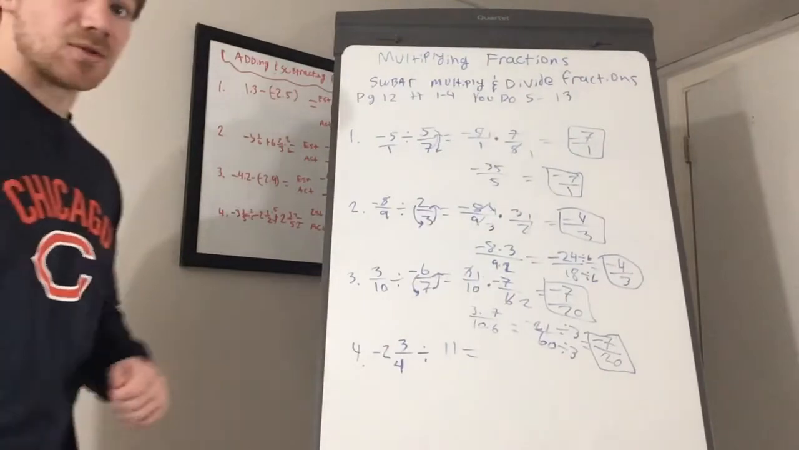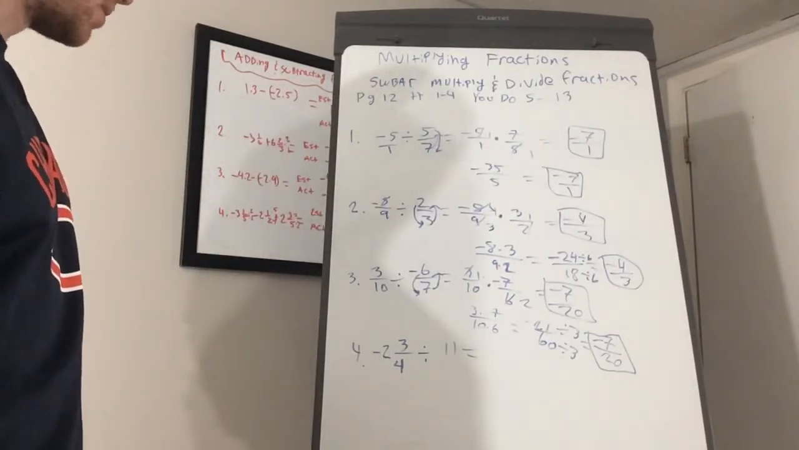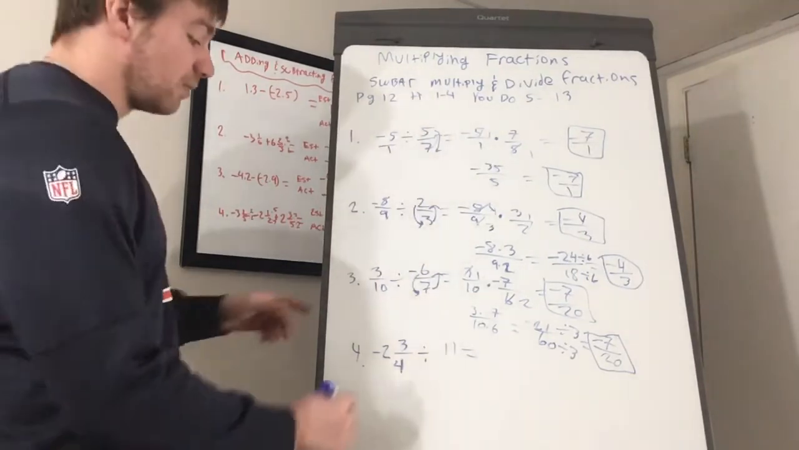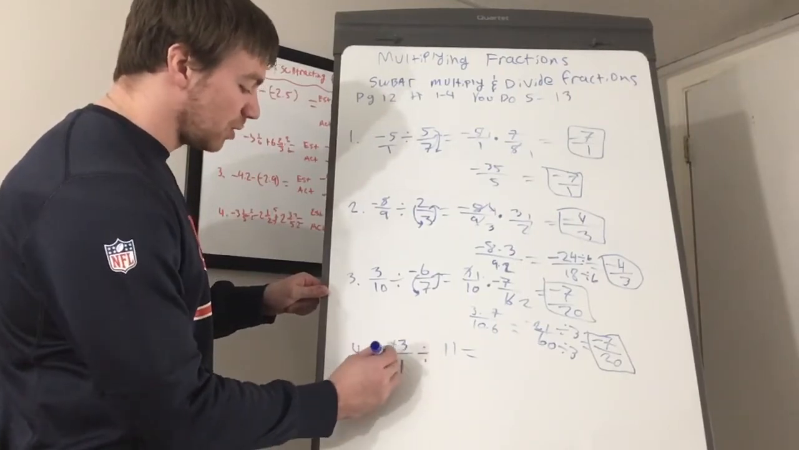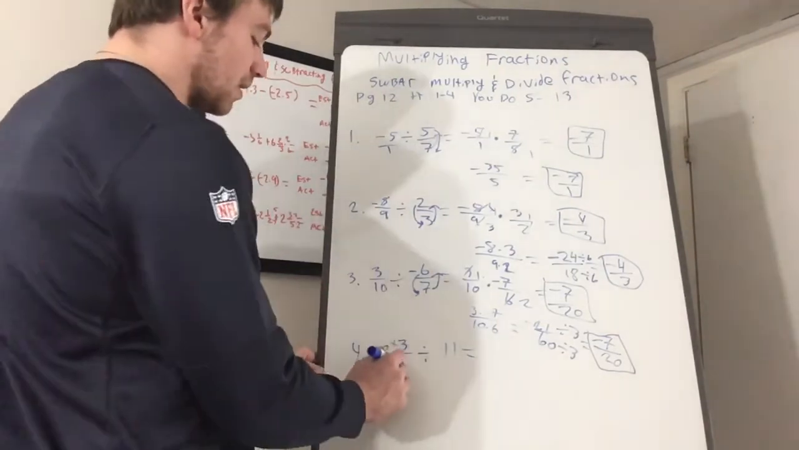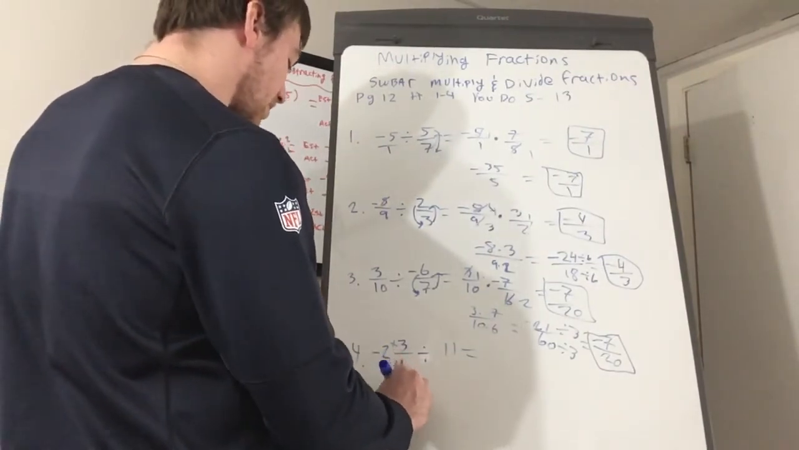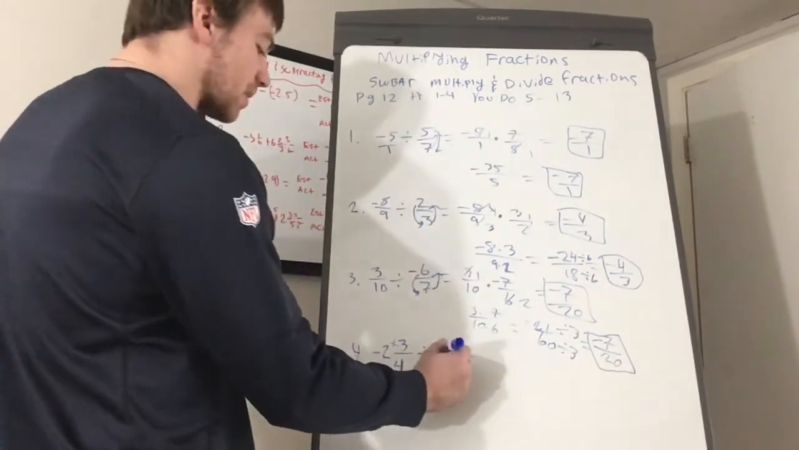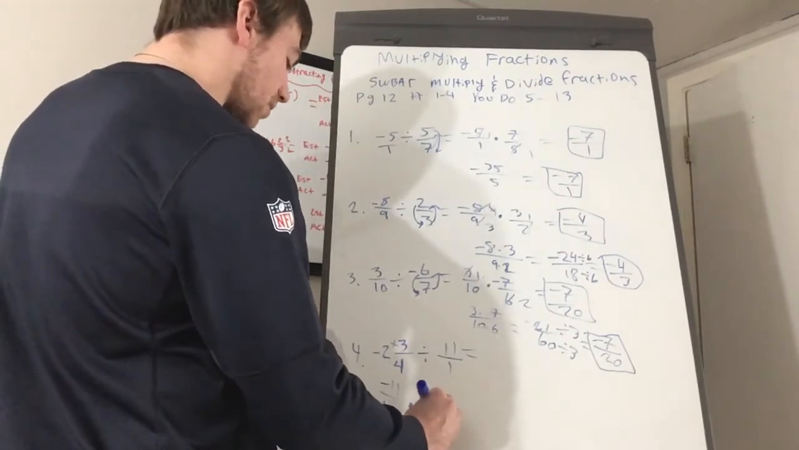Okay? So now we're going to do the last problem. This has a lot of moving parts. Remember on the multiplying portion, you had to convert it into an improper fraction first. So convert it to an improper fraction, multiply on the bottom, add on the top. 4 times 2 is 8. Negative 8 plus 3 is negative 11 over 4. Then you flip this. This becomes 11 over 1, so negative 11 over 4 times 1 over 11.